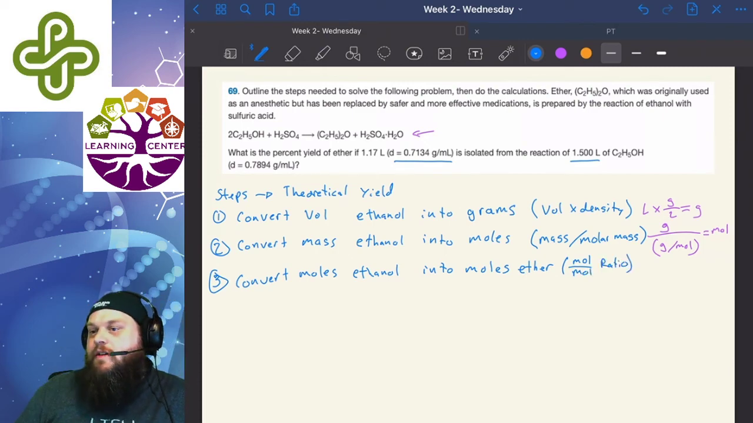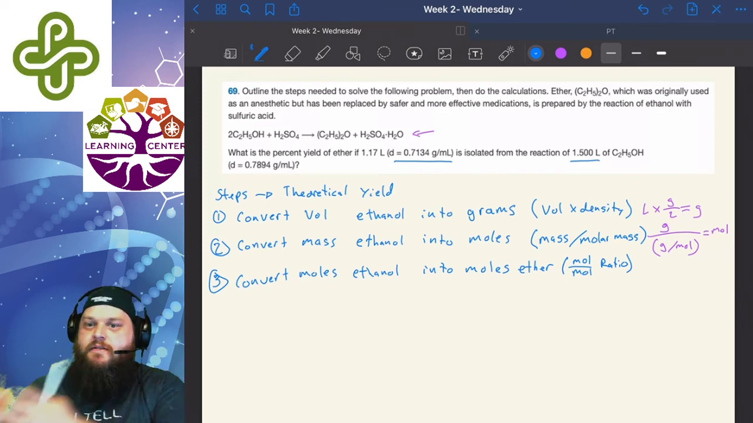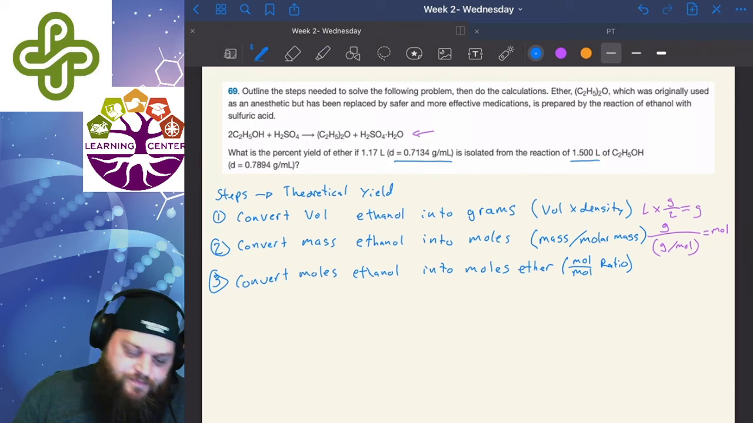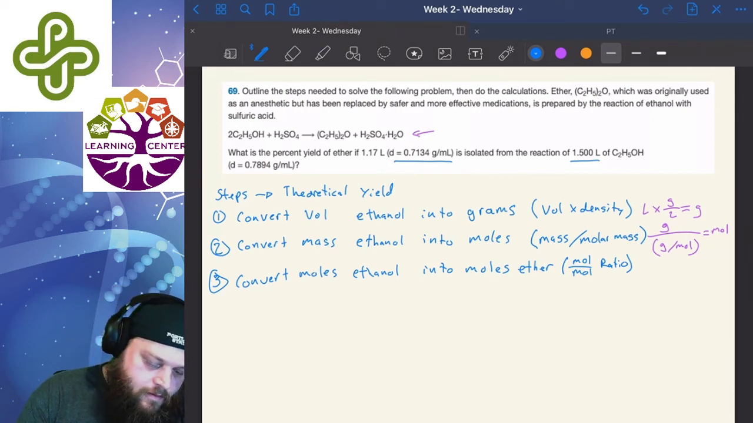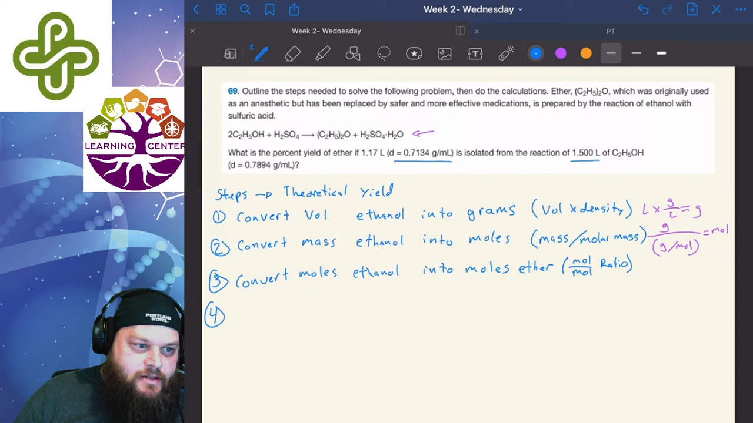And that's really good because it's multiplying by moles over moles, so the moles cancel out, and we're just left with this number, this conversion factor between moles of this substance to moles of that substance. The fourth step is to convert those moles of ether into a mass.